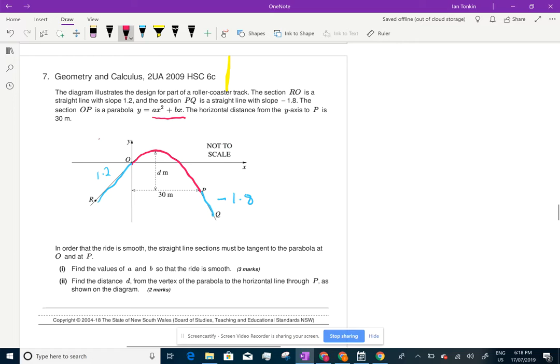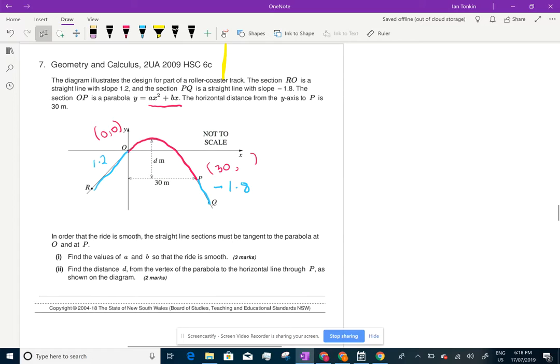Okay, well, what does that mean? Well, O is at the origin at 0, 0. P is at 30 and some other value, which we're going to have to find if we need to use it. All right, let's read the rest of the question. In order that the ride is smooth, the straight line sections must be tangents to the parabolas at O and P. Okay, that means the gradient of the tangent at this point here at O must be 1.2, and the gradient of the tangent at this point here, P, must be negative 1.8.